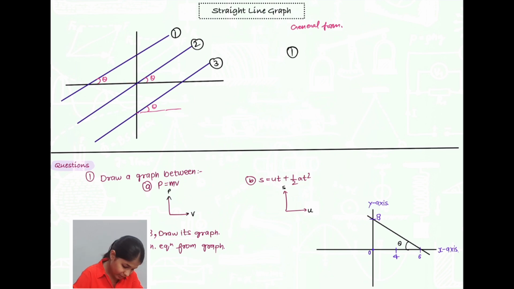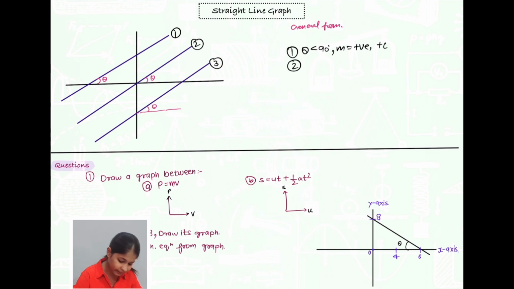Okay. So I should write here whatever analysis we have done. So our theta is less than 90 degree. Then our slope will be positive, and now c is also positive here. So I am writing plus c.